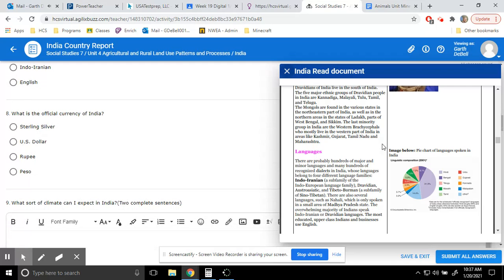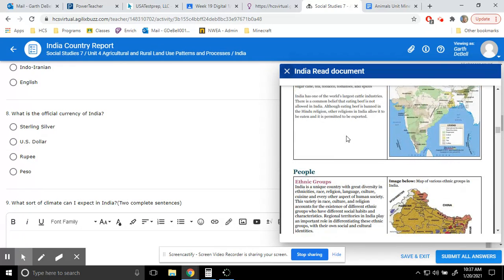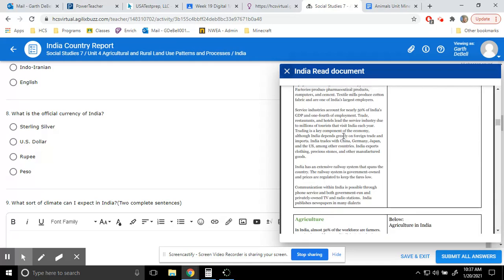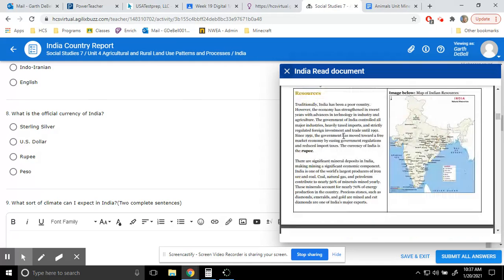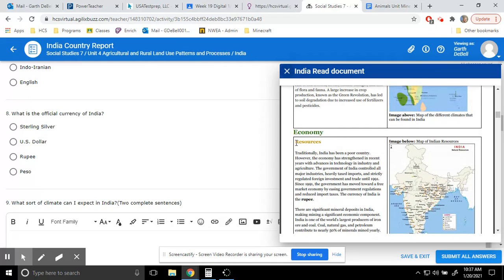What is the official currency of India? So you're going to want to come to resources. Let me see. So resources, and it's in this first paragraph here.